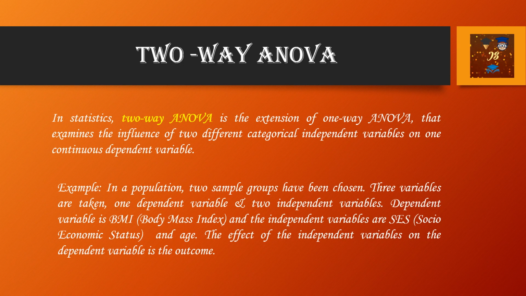Now we are using in the two-way ANOVA two different categorical independent variables. One already chosen, socioeconomic status, another one is age. The effect of the independent variables on the dependent variable is the outcome. That means how the socioeconomic status and the age alter the dependent variable, that is the body mass index, that we can know by using the two-way ANOVA.